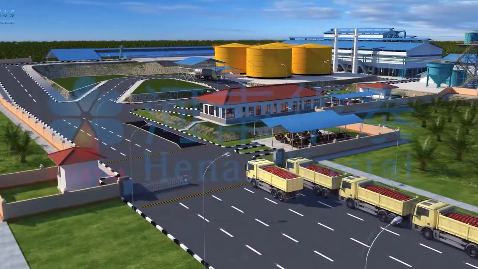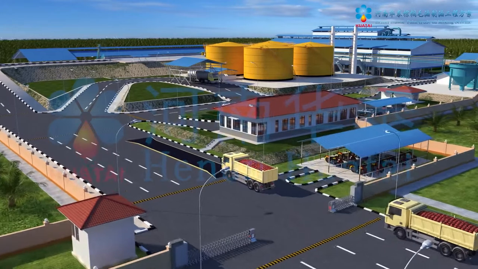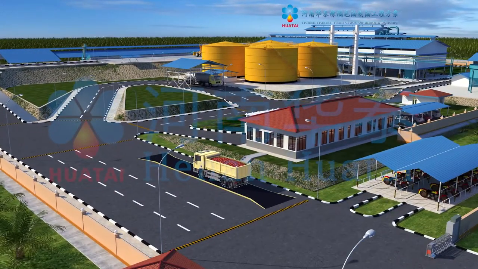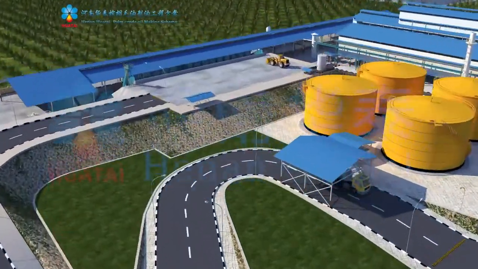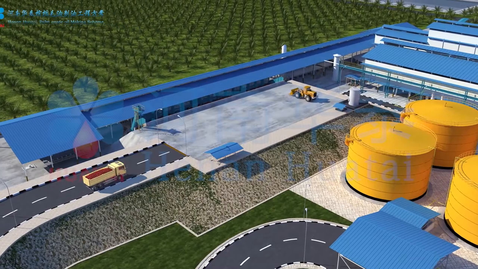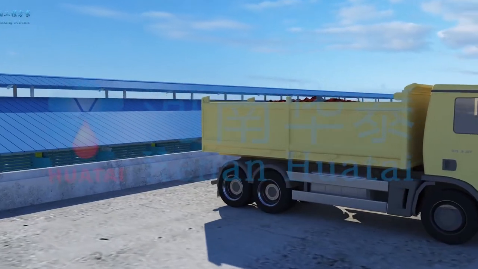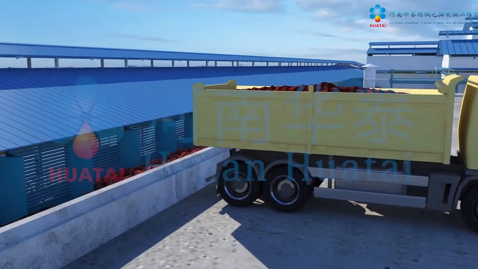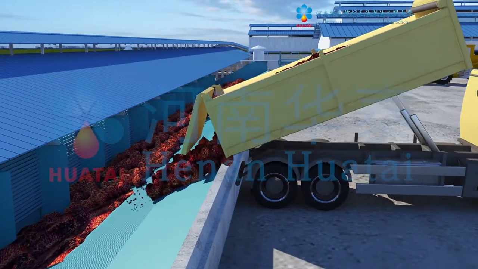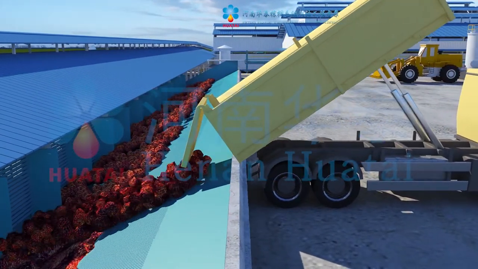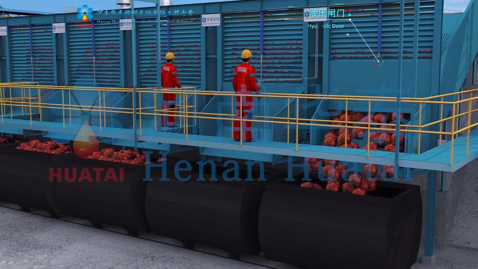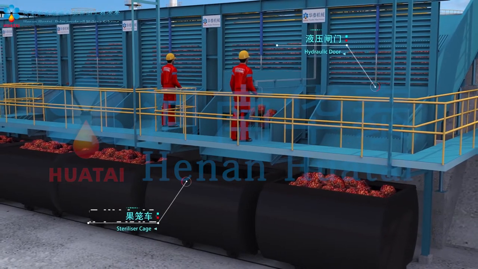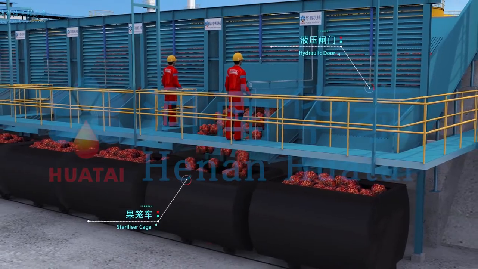Fresh palm fruit bunches are transported to the factory by truck. Weighing with weighbridge. And a fresh fruit bunches receiving platform. And it is charged on the slow platform for storage. After opening the hydraulic door, FFB slide into the sterilizer cage automatically.